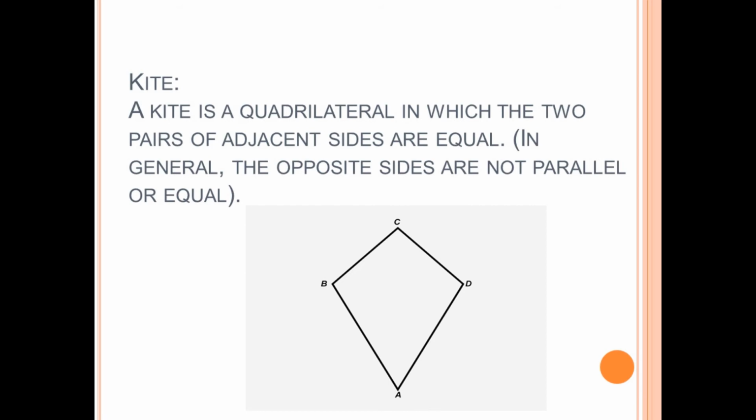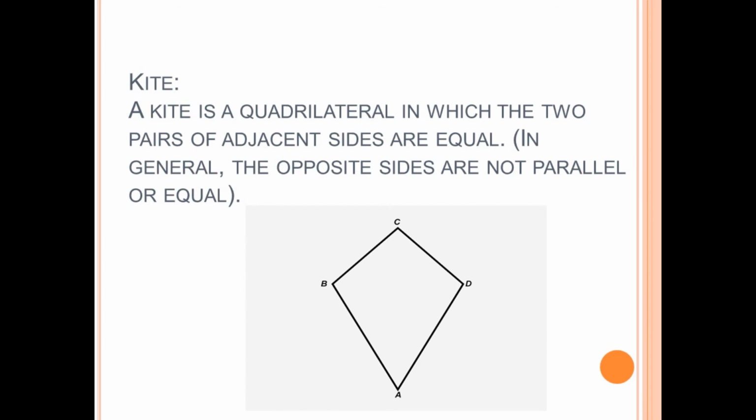You can see in the figure that the sides BC and CD have one common angle in between, which is at vertex C. It means these two sides are adjacent sides. The sides AB and AD have one common angle in between, which is at vertex A. It means that the sides AB and AD are adjacent sides. These are the two pairs of adjacent sides, and the sides BC and CD are equal and the sides AB and AD are equal. It means this is a kite.